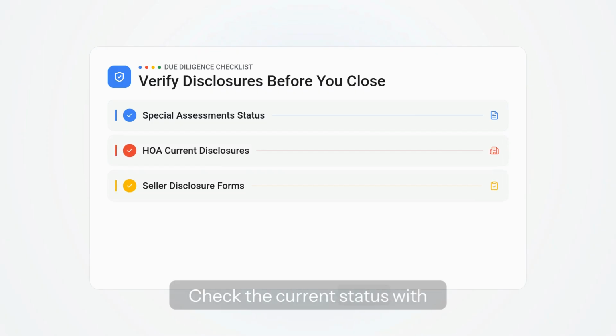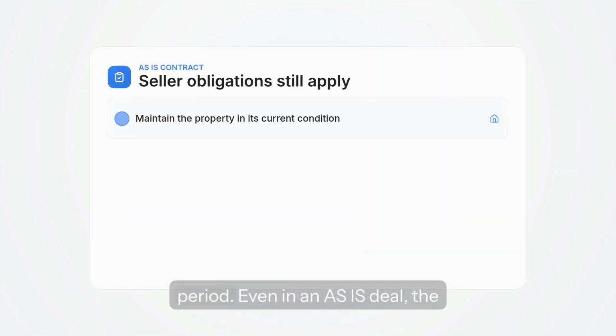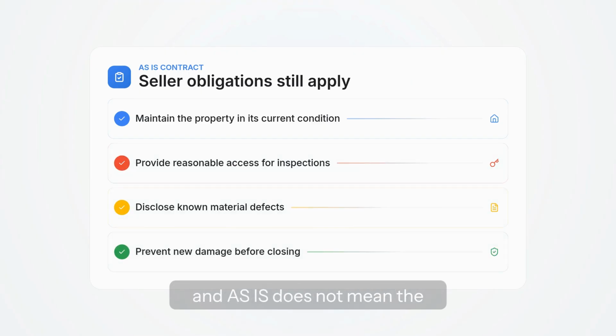Special assessments and required disclosures are another area where facts matter. Check the current status with the association or seller disclosures, and do not leave these items to assumption. Seller maintenance obligations continue during the contract period. Even in an as-is deal, the seller still has responsibilities. As-is does not mean the contract ignores damage, access, or required disclosure duties.